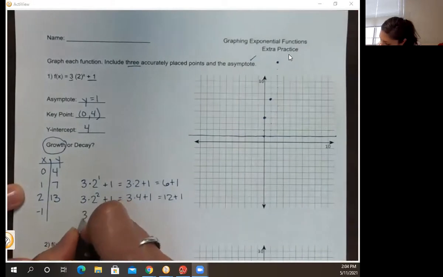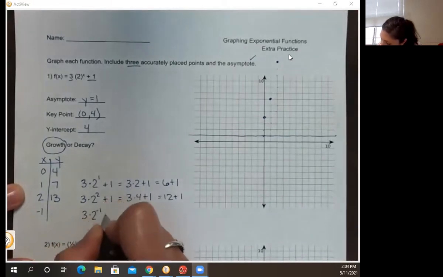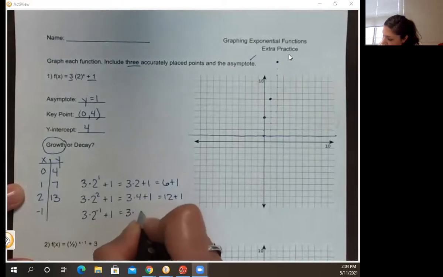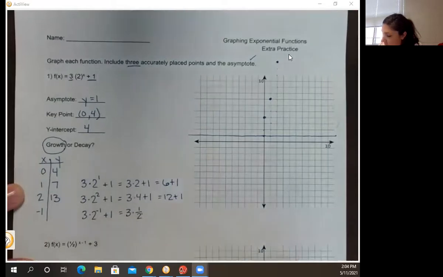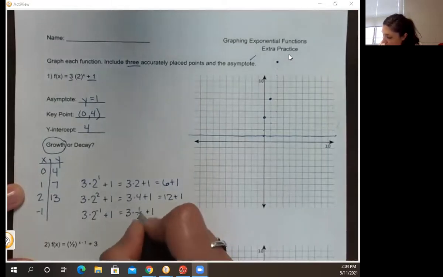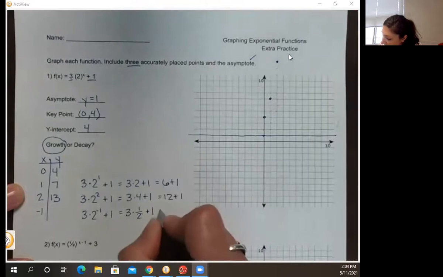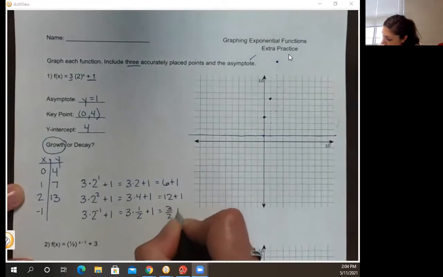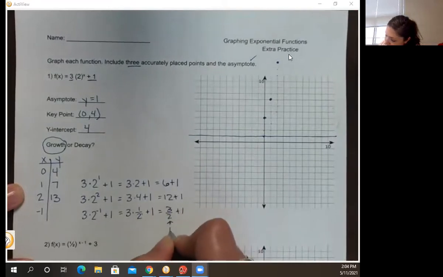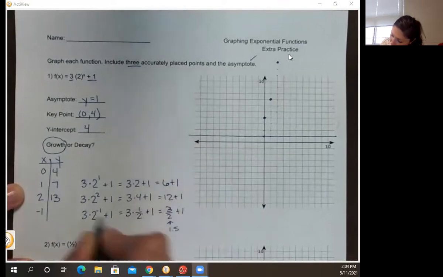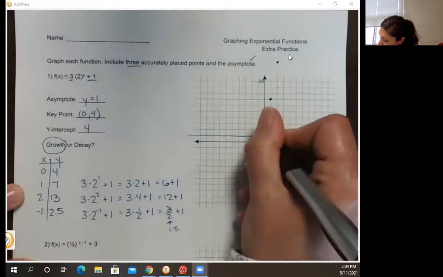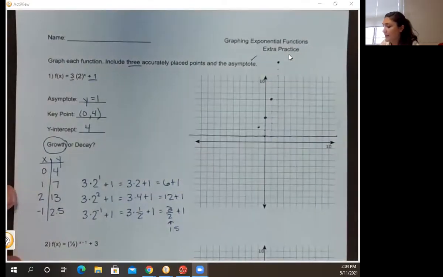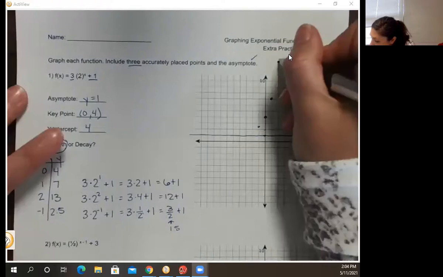So this would be 3 times 2 to the -1st plus 1. Remember, when I have a negative exponent, that means that I'm going to flip it. And this would be 2 to the 1st, which is just 1/2. 1 over 2 to the 1st. So then 3 times 1/2 would be 3 over 2 plus 1. 3 over 2 is 1.5. So this would be 2.5. So at -1, we're at (-1, 2.5). So I actually got 4 points here, which is just fine.